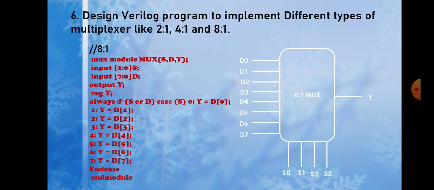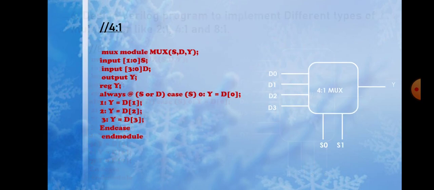8:1 multiplexer. Here we see module MUX (S, D, Y), input [2:0] S, input [7:0] D, output Y, reg Y, always @(S or D), case S. 0: Y equals D[0], 1: Y equals D[1], 2: Y equals D[2], 3: Y equals D[3], 4: Y equals D[4], 5: Y equals D[5], 6: Y equals D[6], 7: Y equals D[7], end case and end module.